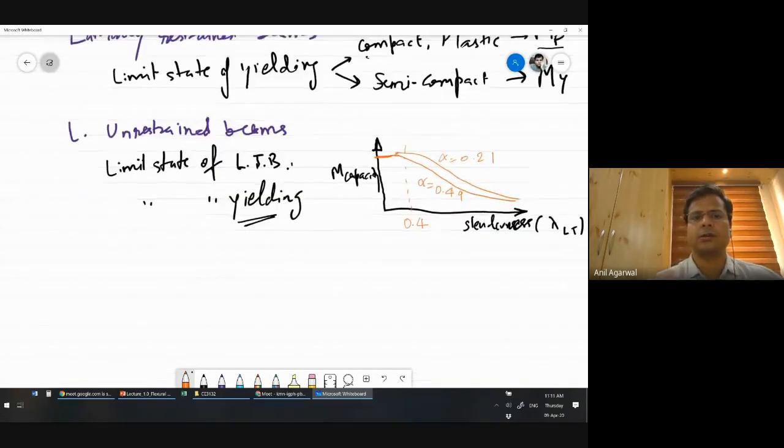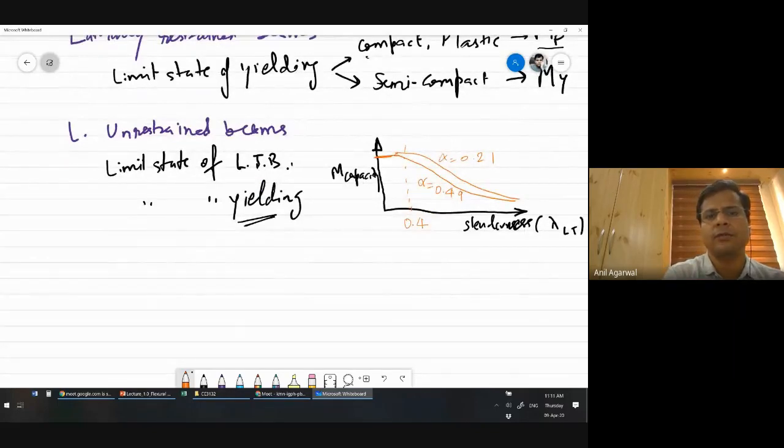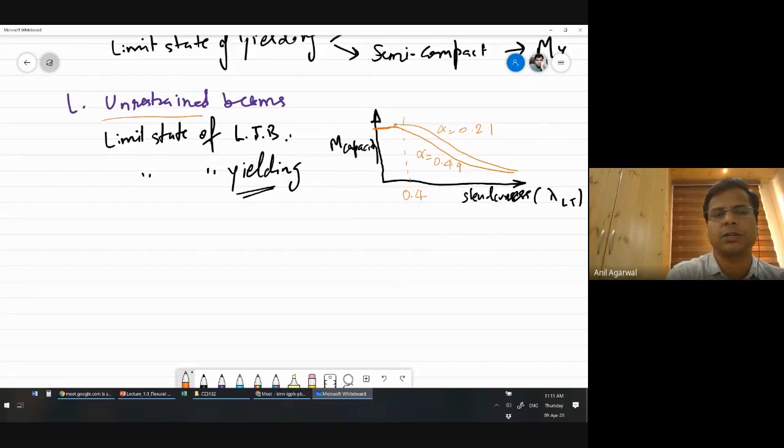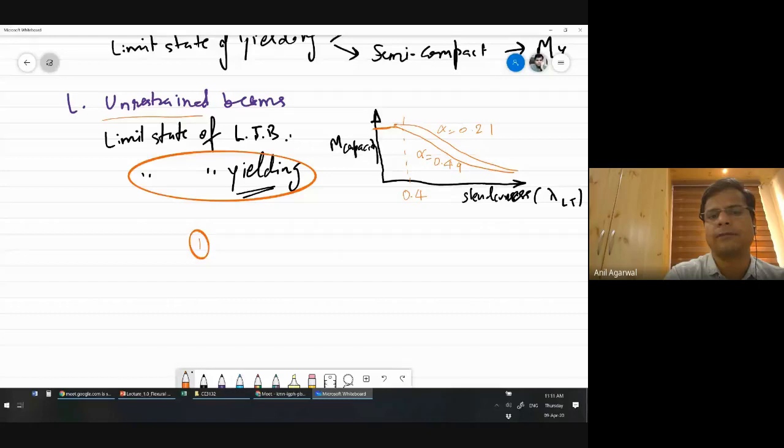In addition to that, just further elaboration. In which cases, even though the beam may be unrestrained, don't you have to consider the effect of lateral torsional buckling? So the beam is unrestrained, but you may still consider only this yielding limit state in the following conditions. One, if lambda is less than or equal to 0.4, equal to is also okay.